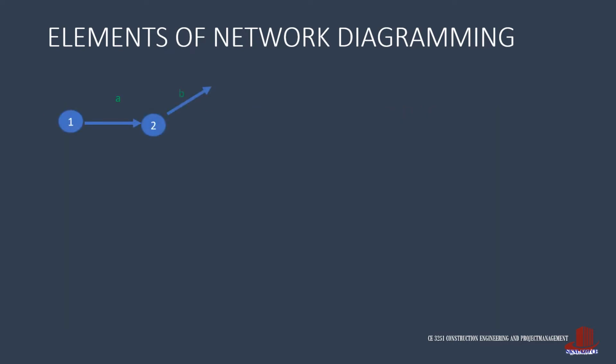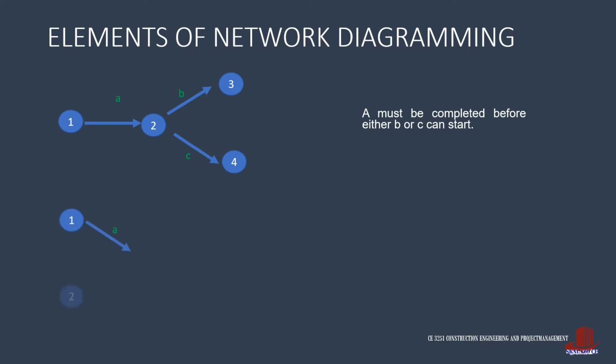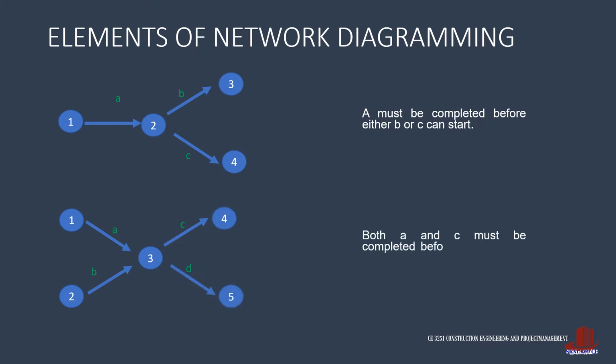This illustration shows that the completion of activity A signals the start of two activities B and C. The succeeding illustration reflects that activities C and D can start after the completion of activities A and B.